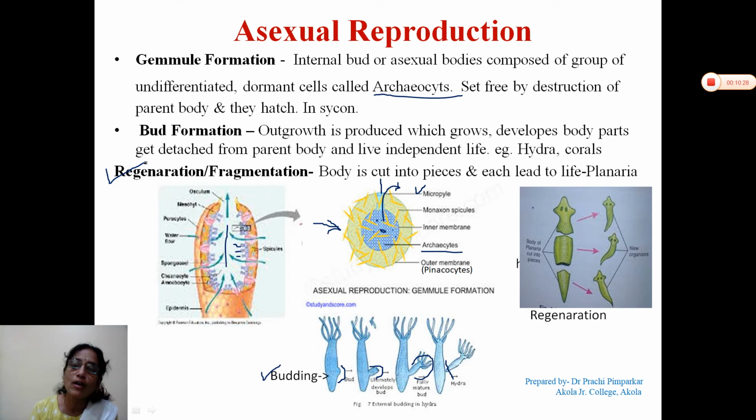This is also called fragmentation. If you remember in plants, we have studied it in Spirogyra. Small pieces are produced, okay, and each piece develops into a new body. In the same way, you can see it in planaria. Okay, in planaria, this is the body of planaria. Now it gets broken into first, second, third, three pieces, and each piece develops into a complete new organism. Okay, so this is regeneration.